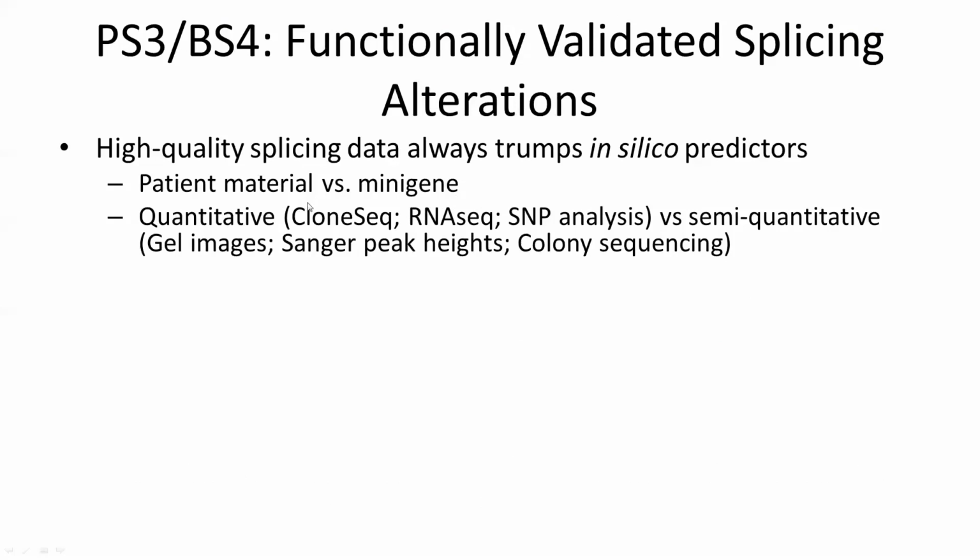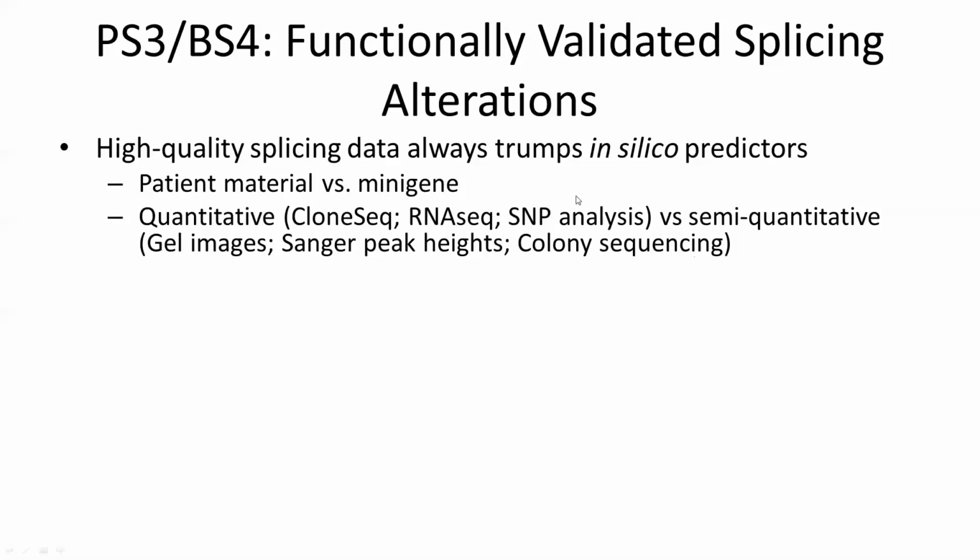And then you want to know if your assay is a quantitative assay, a semi-quantitative assay, or maybe not so great at all. The quantitative assays would be, for example, a clone-seq assay versus a colony sequencing assay. These are very similar, except the colony sequencing assay really only looks at a handful of colonies, maybe 20 or so, versus a clone-seq assay, which is able to do deep sequencing on the order of thousands of clones. And so you get a much more accurate picture of how much aberrant splicing you're looking at.